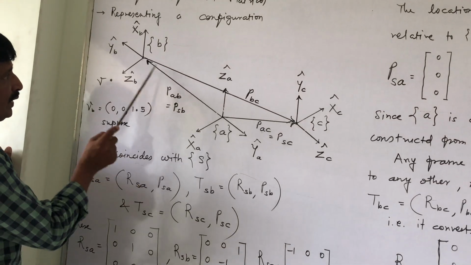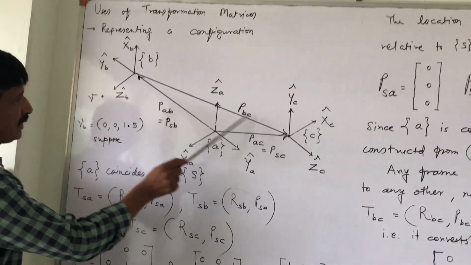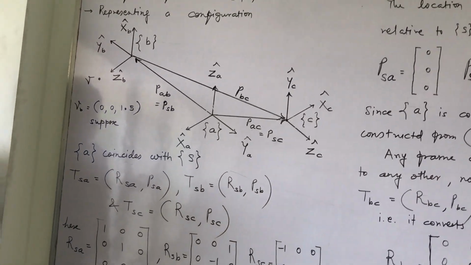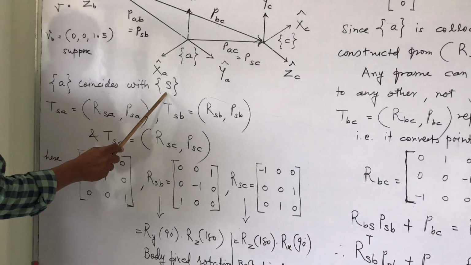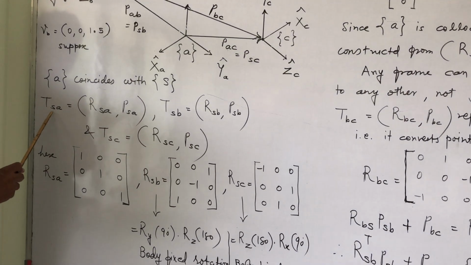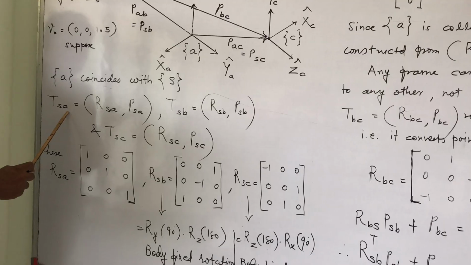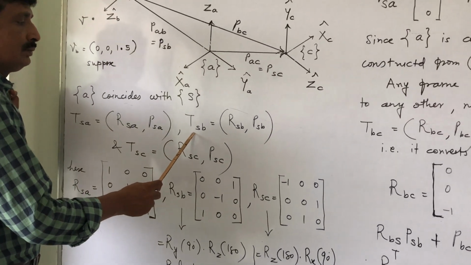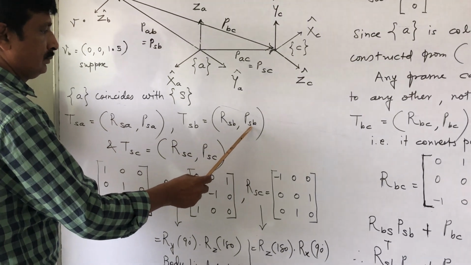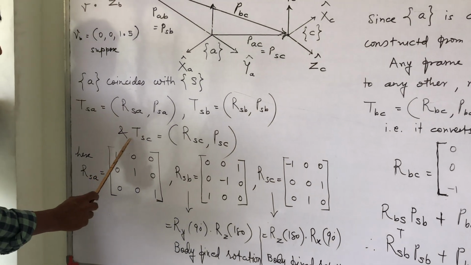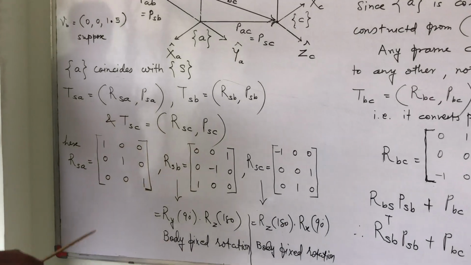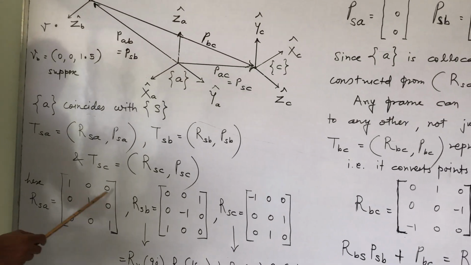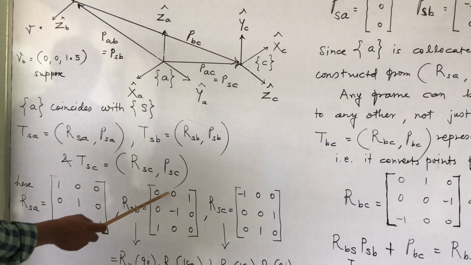This vector has its tail here and its arrow head here. A coincides with S. Transformation matrix of A in S is RSA, PSA. Similarly, TSB is RSB, PSB. And TSC equals RSC, PSC. RSA: A coincides with S, so the rotation matrix is the identity matrix 1, 0, 0, 0, 1, 0, 0, 0, 1. We have discussed RSB and RSC.